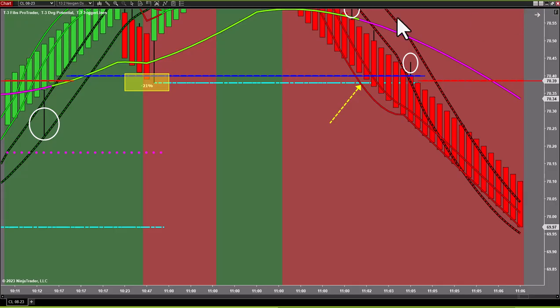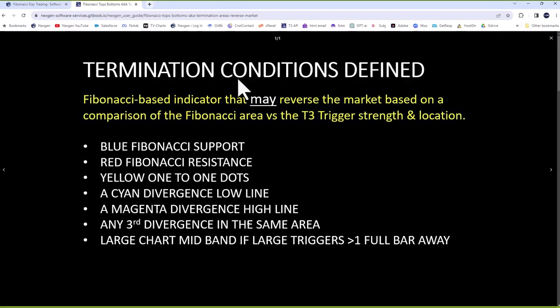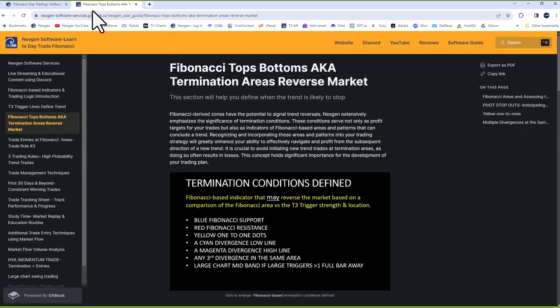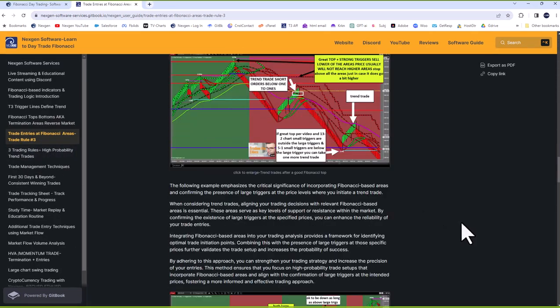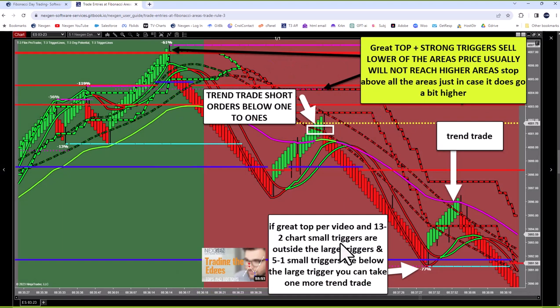I mean, it's the same. Here, let's look at it. Every short trade has the same look. It's never any different. Look, some type of fib area in between the large triggers. It doesn't matter what the area is. If it's some area between the large triggers, you're getting in.